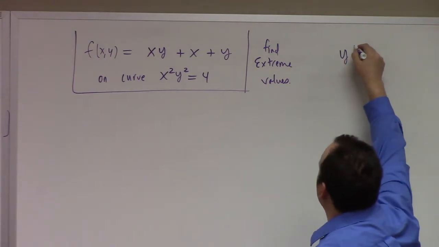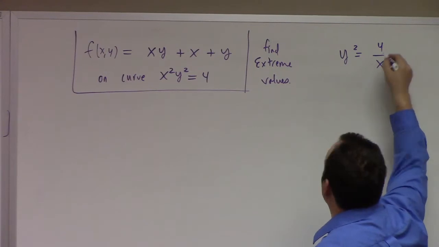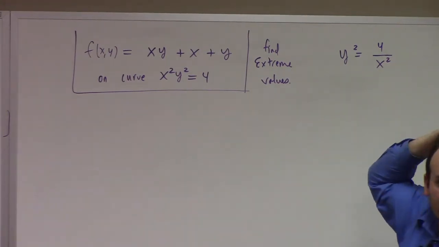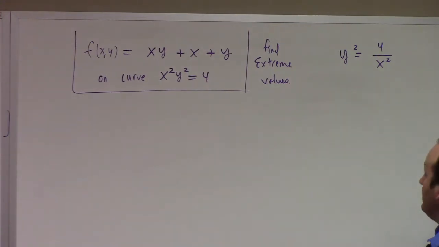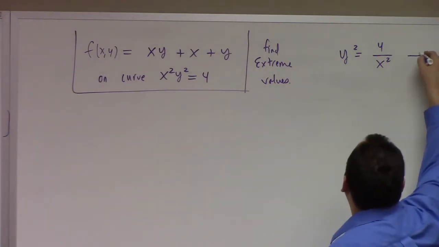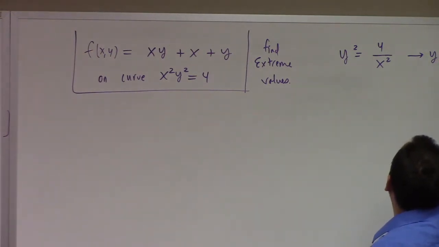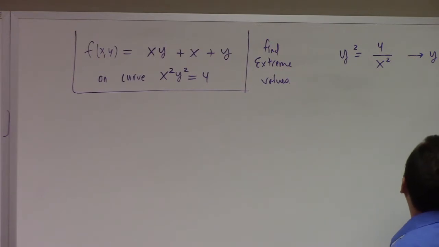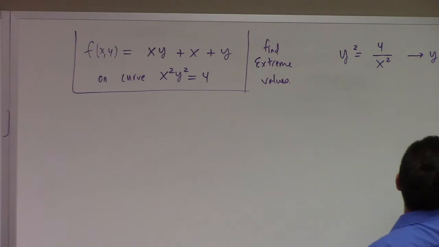So y squared is equal to 4 over x squared for x not equal to 0, right? Of course, x can't be 0. That's not in the solution set. 0 doesn't equal 4, so that's safe enough to neglect. And so this gives me y is equal to plus or minus 2 over the square root of x squared. In other words, plus or minus 2 over the absolute value of x. So if you trace out all the possibilities, what we're looking at here is basically this.